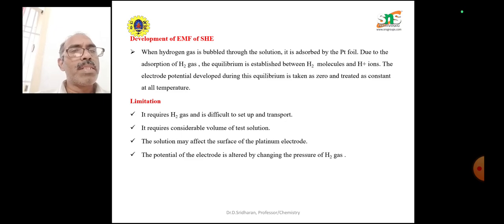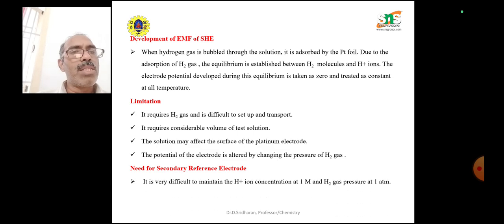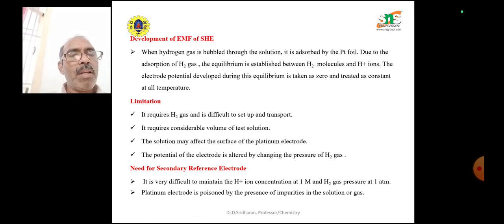Limitations of SHE: it requires H2 gas and is difficult to set up and transport. It requires a considerable volume of test solution. The solutions may affect the surface of the platinum electrode. It may be poisoned. The potential of the electrode is altered by changing the pressure of H2 gas. So the construction of SHE is very difficult in practical application. So we need a secondary reference electrode.